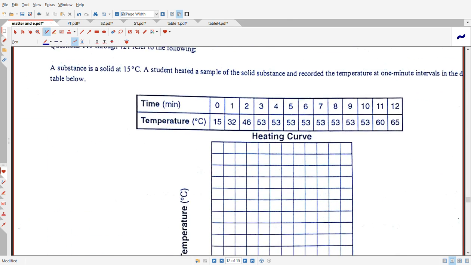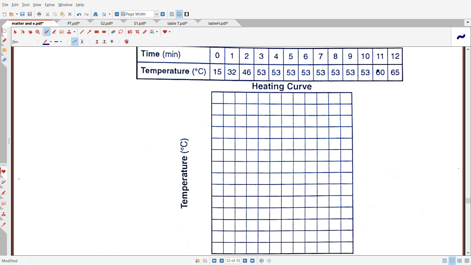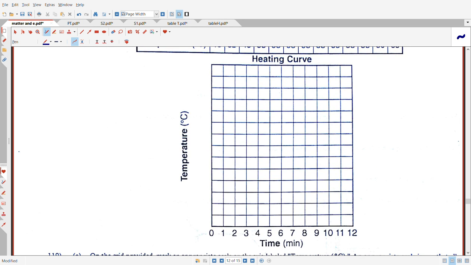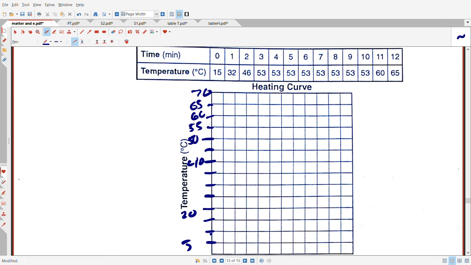Now, here, a substance is a solid at 15 degrees. Okay, now temperature goes up to 65. So let me see if I went by 5, 10, 15, 20, 25, 30, 35, 40, 45, 50, 55, 60. I'm going to do that. I'm just going to graph this before I even read it.